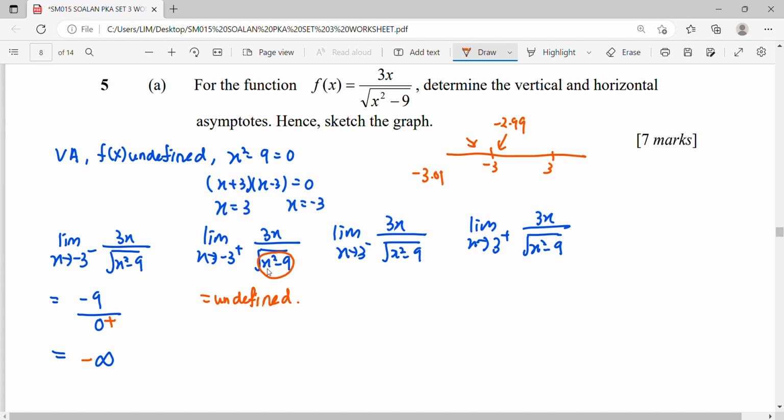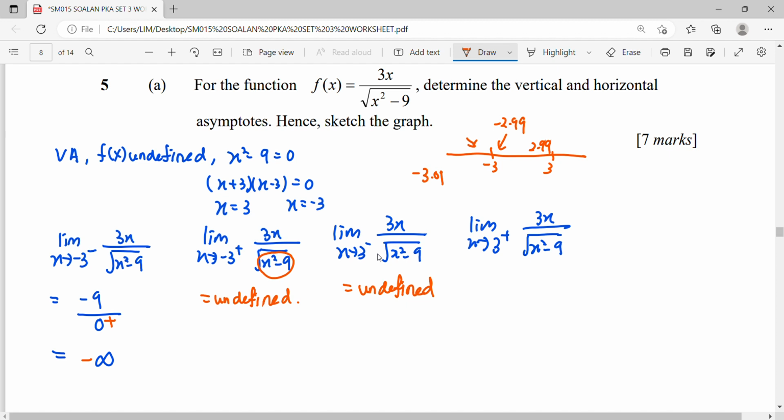There is no result at all. How about 3 from the left hand side, which means 2.99? The same situation applies. Undefined. Can it be calculated? If you press the calculator, it cannot calculate. Math error, undefined.